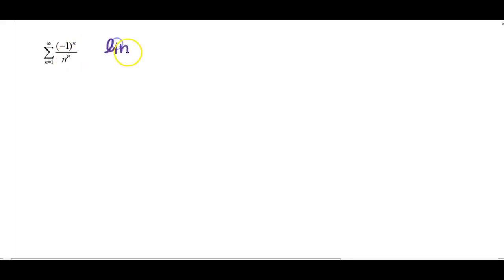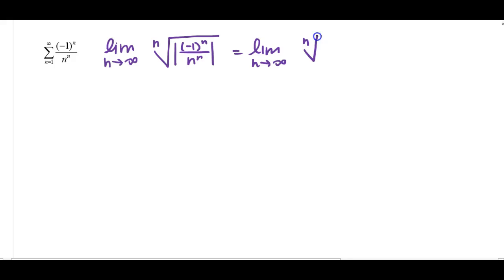So what we're going to have to do is the limit as n approaches infinity of the nth root of the absolute value of negative 1 to the n over n to the n. Alright, so when I apply the absolute value, this is going to become the limit as n approaches infinity of the nth root of 1 over n to the n. Now our properties of radicals, or roots, tell us that I can do the nth root of 1 over the nth root of n to the n.